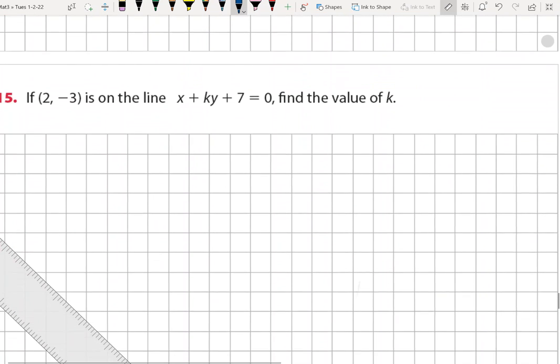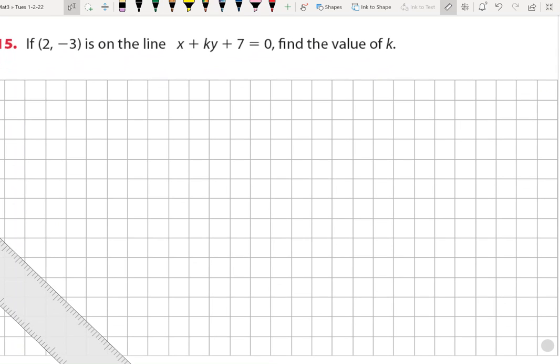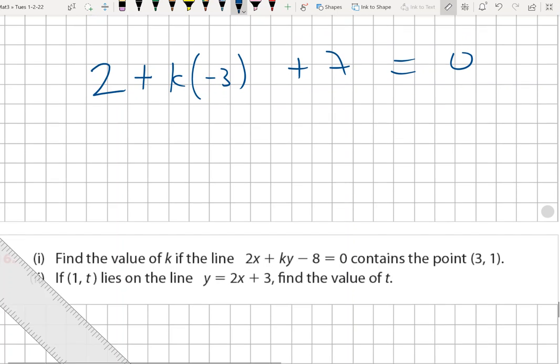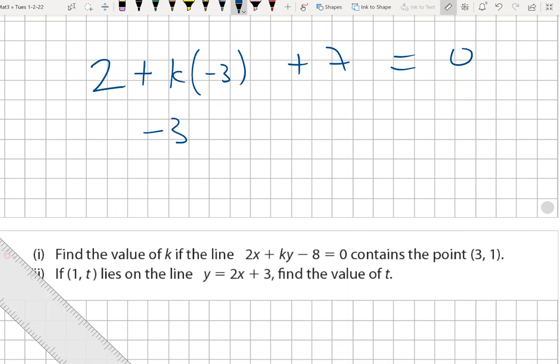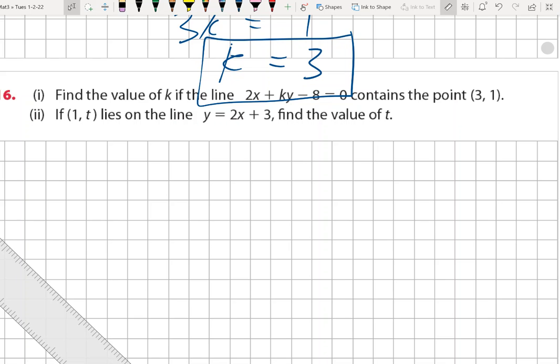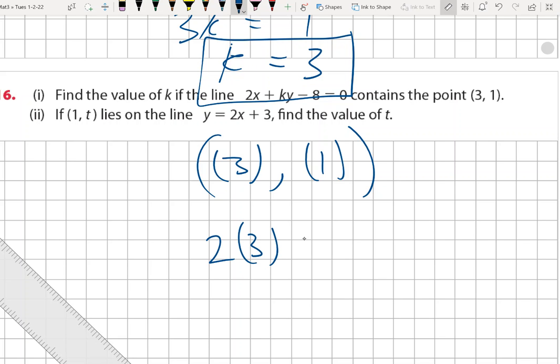There's a bit of algebra here, trying to find a k value. Let's substitute our 2 and our -3 in, giving us 2 plus k times -3 plus 7 should be 0. Tidying up, we have -3k is equal to -9. So 3k is equal to 9, and k equals 3. Here we're going to substitute 3 and 1. You get 2 times 3, I won't bother with the 1, plus k equals 8. k equals 2.